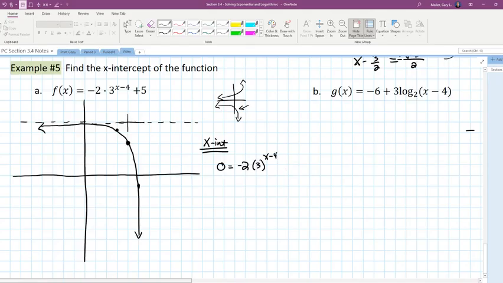So what am I going to do? I'm going to move the 5 over. I'm going to divide by negative 2. So it becomes a negative 5, but then dividing by a negative 2 makes it 5 halves equals 3 to the x minus 4.